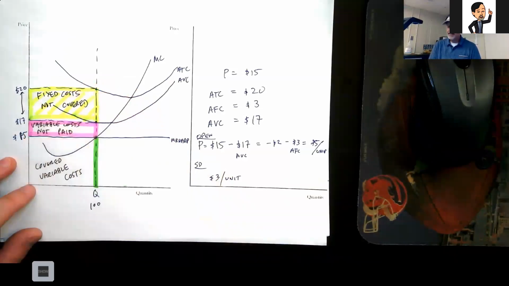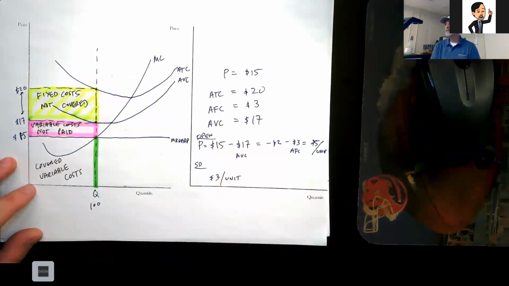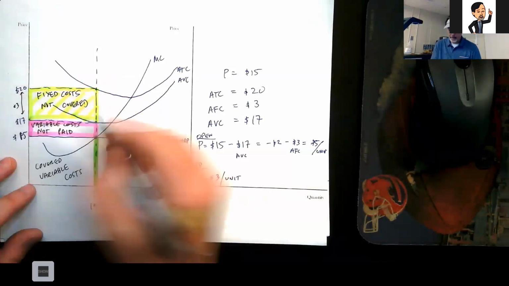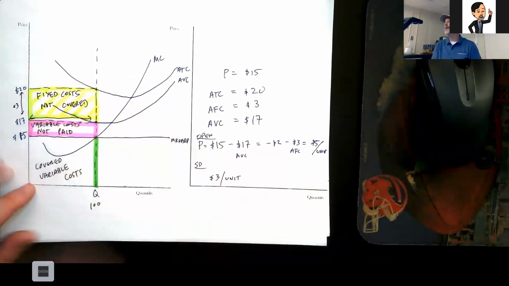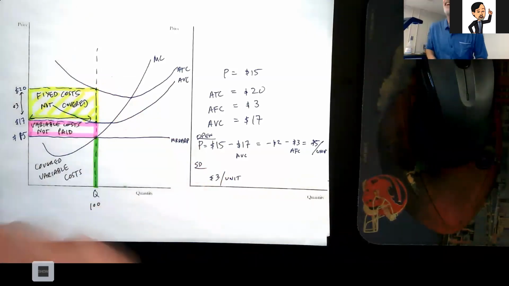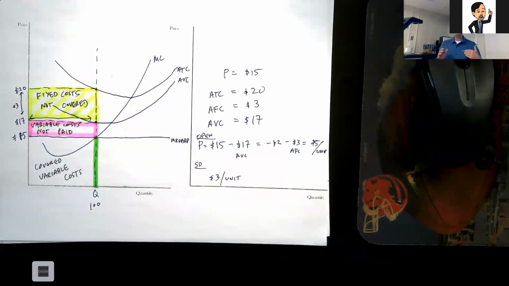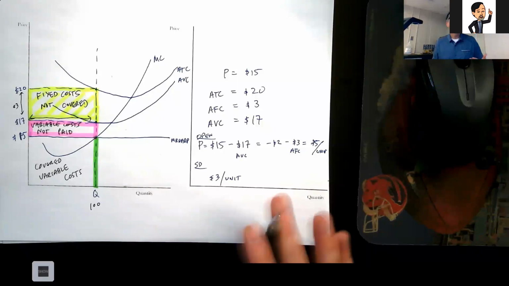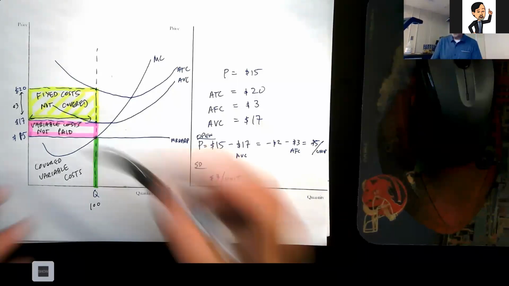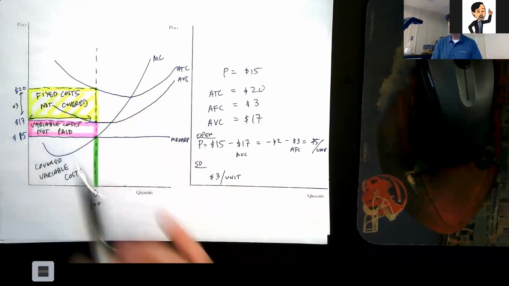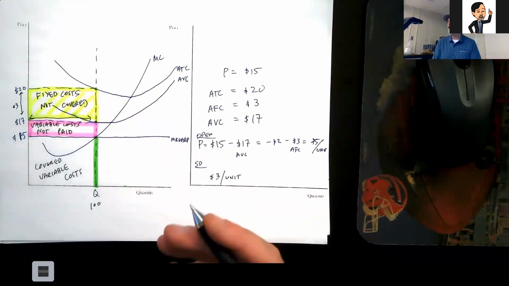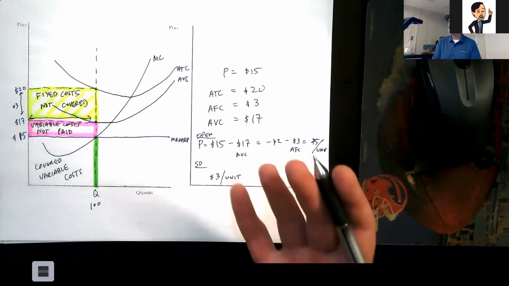What's this? 3, right? How much is this? 3. There we go. We turned it into math and Tal got it immediately, right? So it's the area. How do you find an area? Base times height. So the height of this is $3. The base of it is a quantity of 100. So in this case, our total fixed costs would be $300.